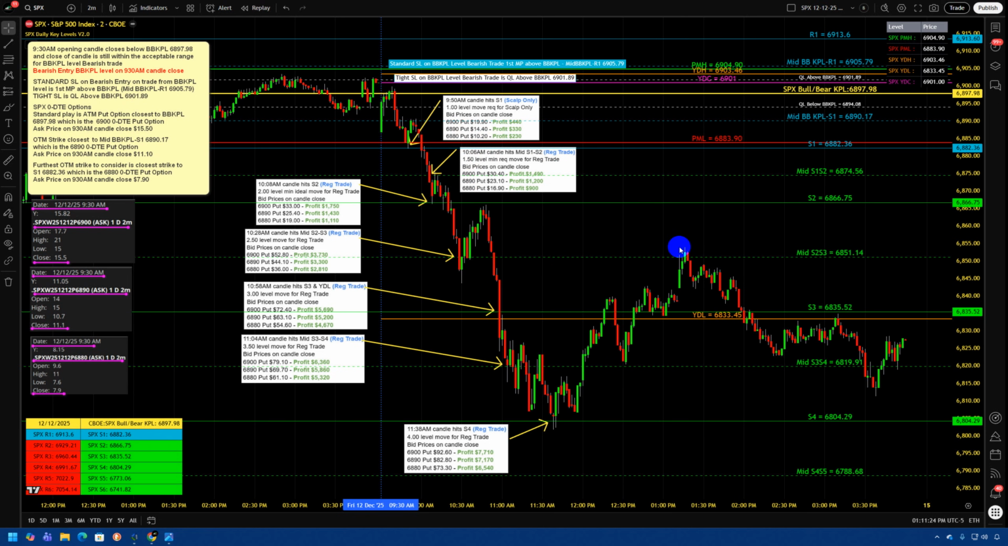Now here on the 10:06 a.m. candle, as you can see here, it hits mid S1 S2. That is a 1.50 level minimum required move for a regular trade. Here's the level we're taking the trade from. It's a bearish trade. One level down is S1. 1.5 level is the midpoint below S1 on this trade. Here we have the hit of the mid S1 S2.